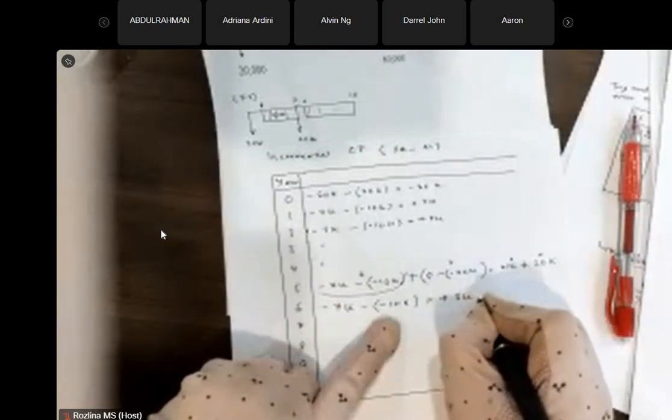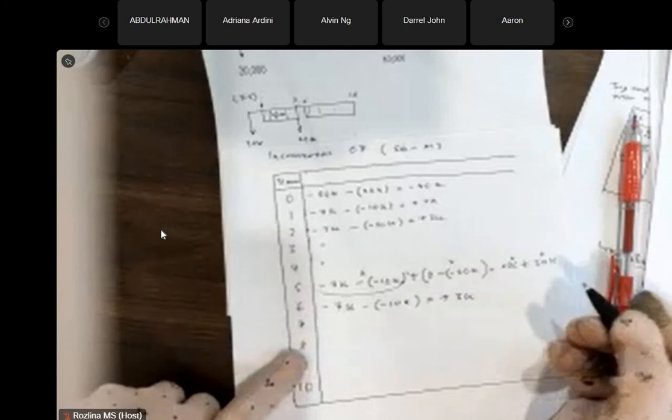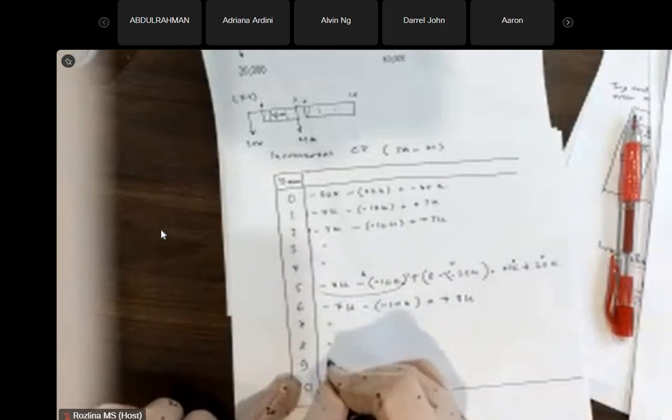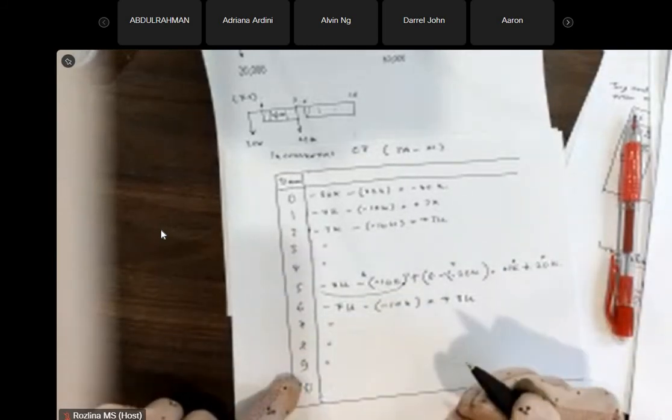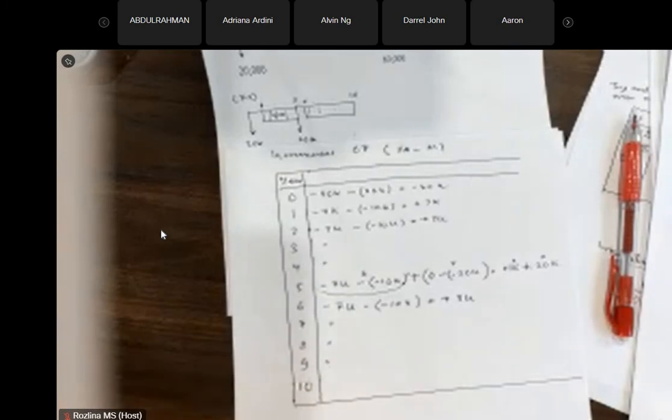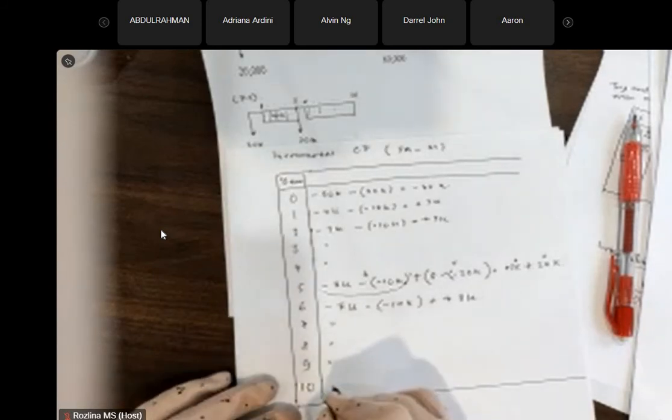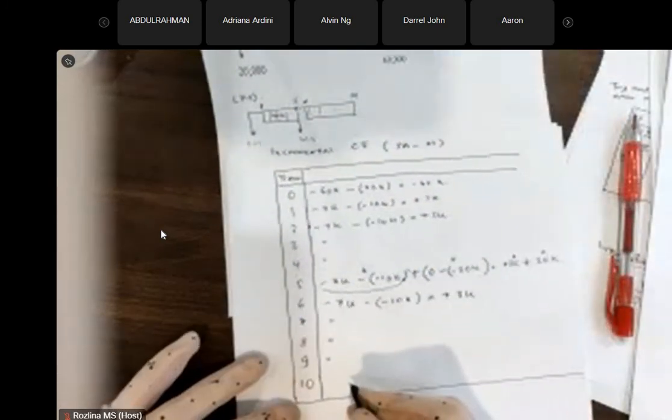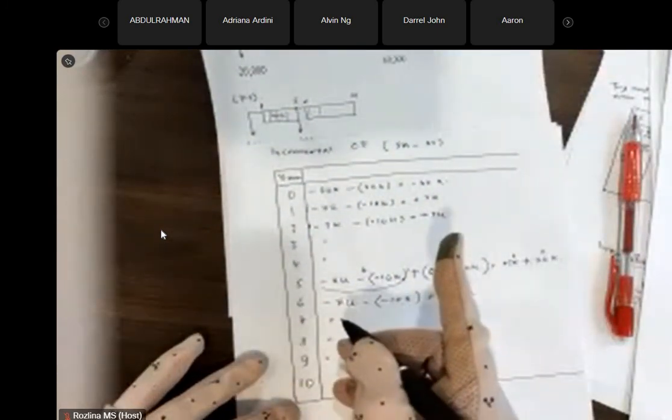Plus 3K. Okay, same as 7, 8, they're all the same, until the 10 years. How about the 10 years? Who knows? What about the 10 years? Okay, let's take the 7 first, for example.